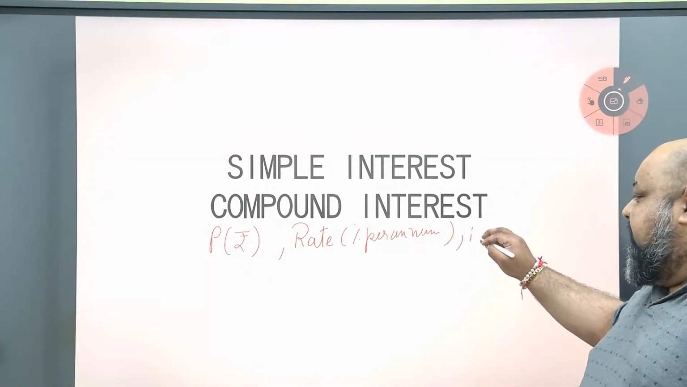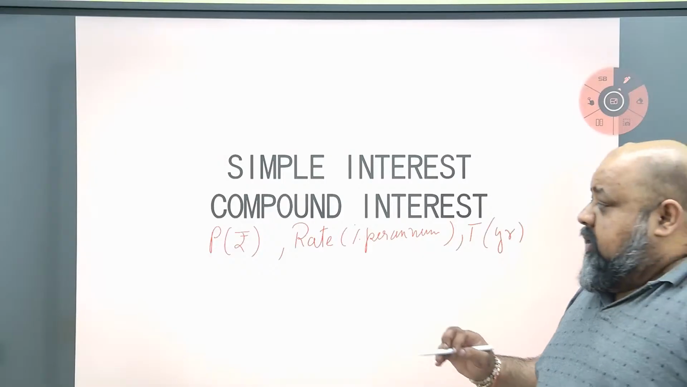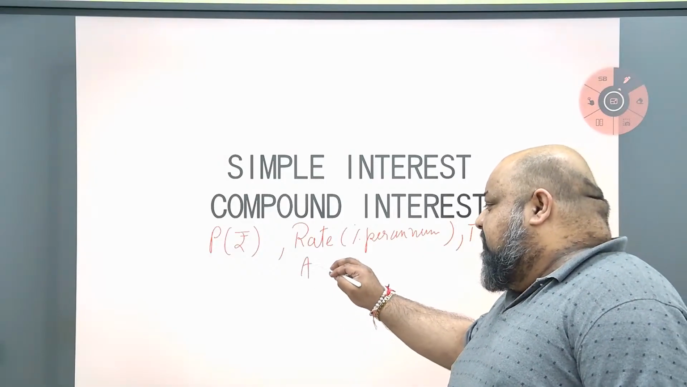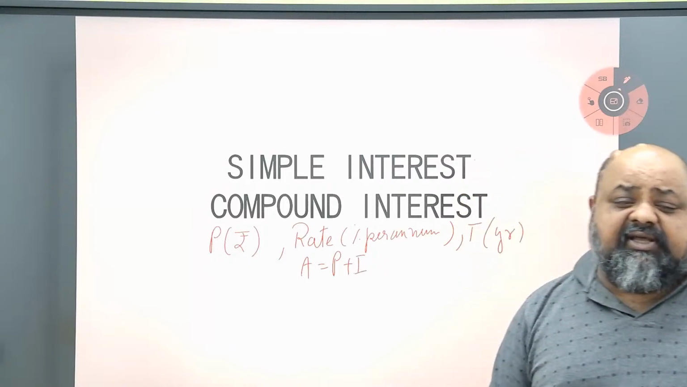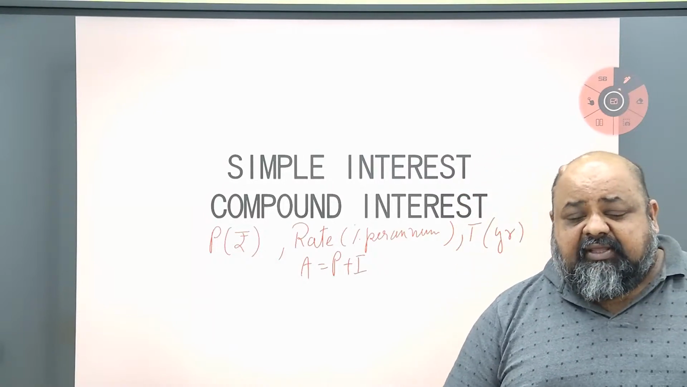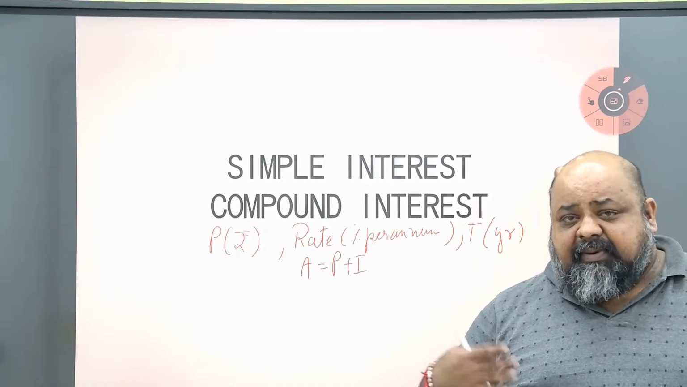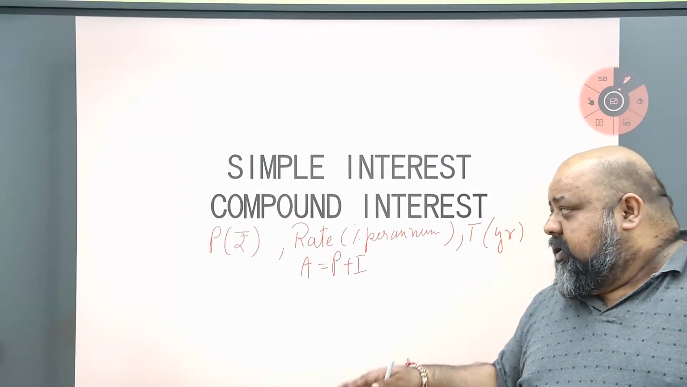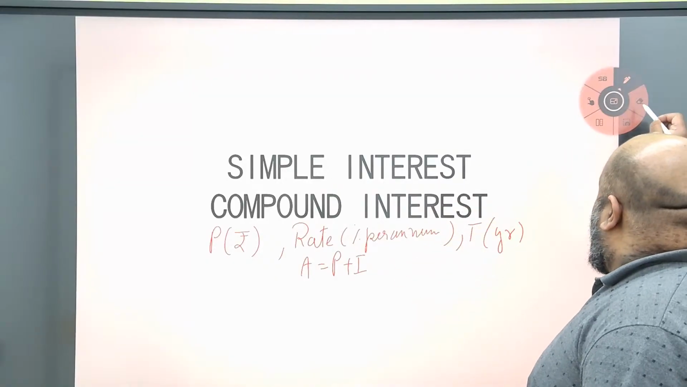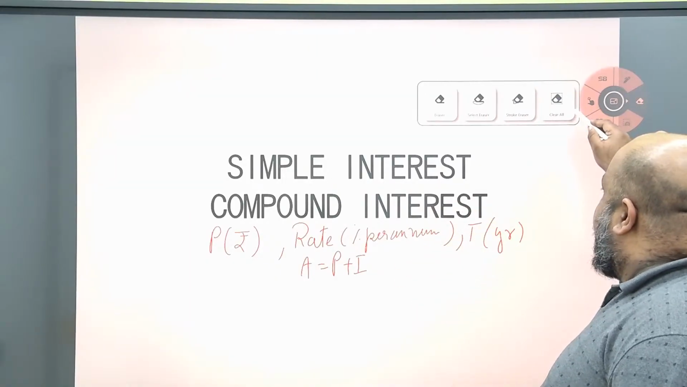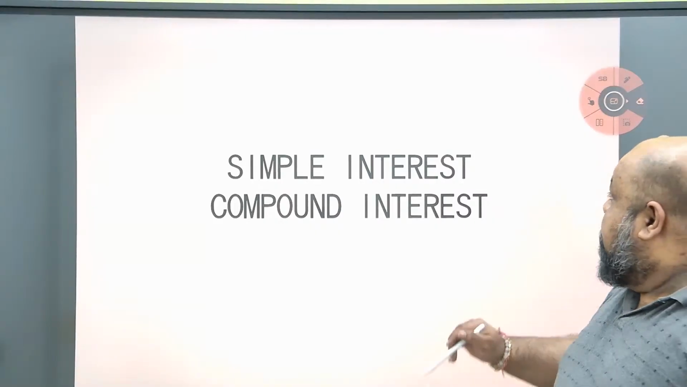The third is time period, T, typically in years. And finally the amount. Amount is nothing but the principal plus interest. So this is the final sum of money that will be returned or I will get depending on whether I invested or I borrowed. So these are the four terms: principal, rate, time, and amount. Getting into the concept of simple and compound interest, how do these conceptually work?